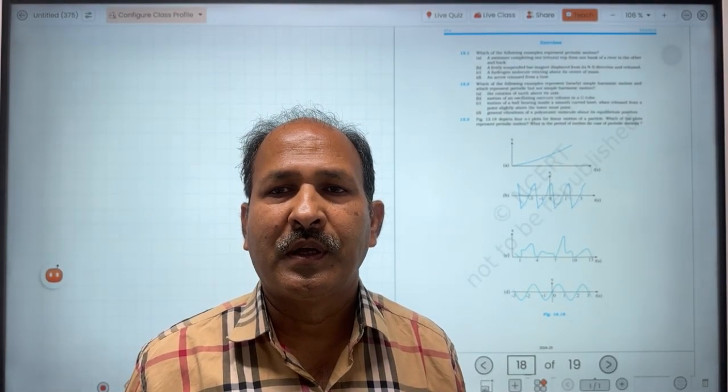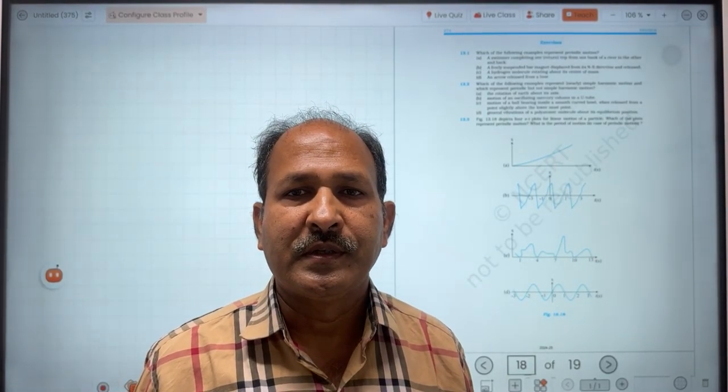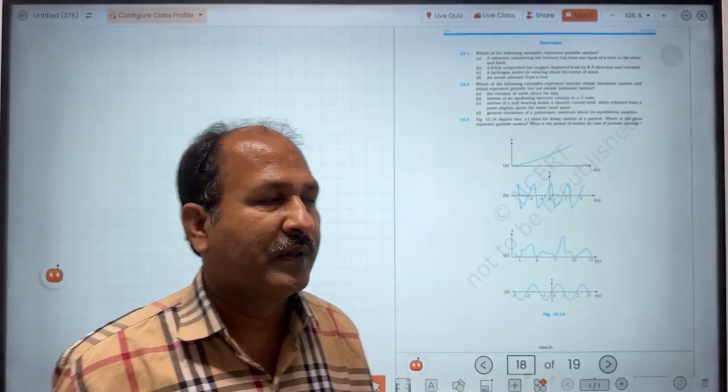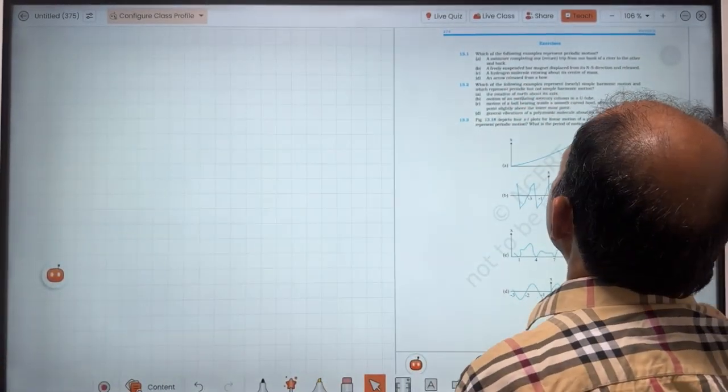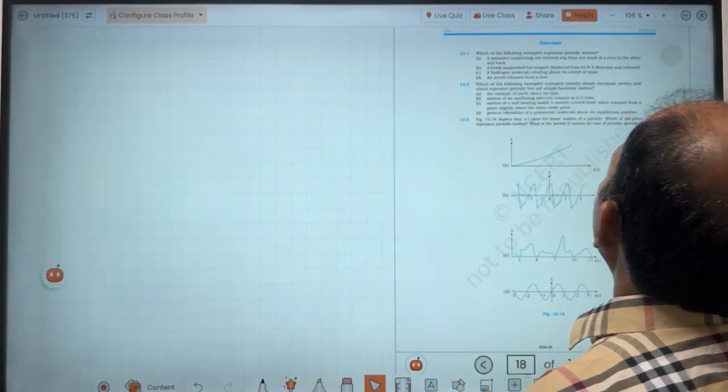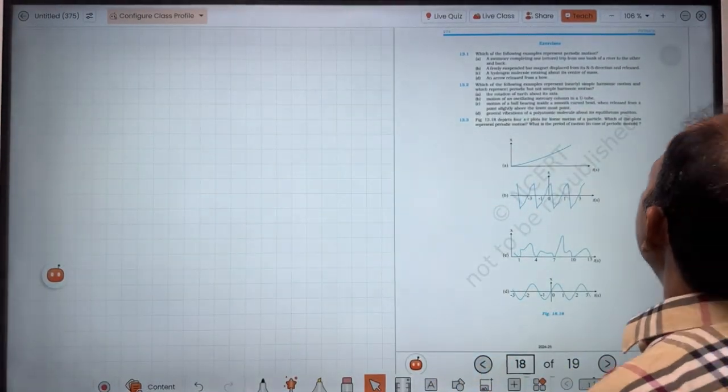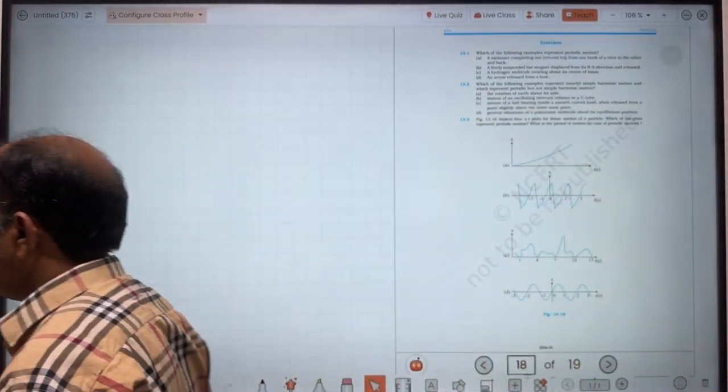We are going to do numericals on the chapter Oscillations of class 11 physics. So let's do the first question. First question says, which of the following examples represent periodic motion?